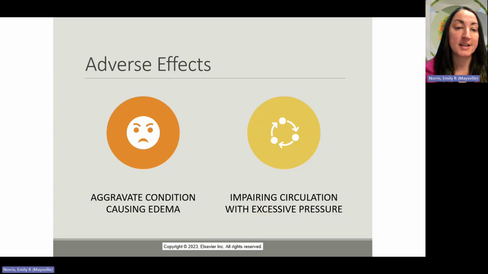Some of the adverse effects: it could aggravate the condition that's causing the edema, especially with lymphedema, if you don't clear out those proximal blood vessels or those proximal lymph nodes to allow space for more flow, and you just push more fluid back. It could actually make the system less active and overload it more to where it's more damaged and less helpful. So just be careful with that. Impairing circulation with excessive pressure. Of course, we don't want to apply so much pressure that we cause a pressure sore or breakdown of tissue in that area.